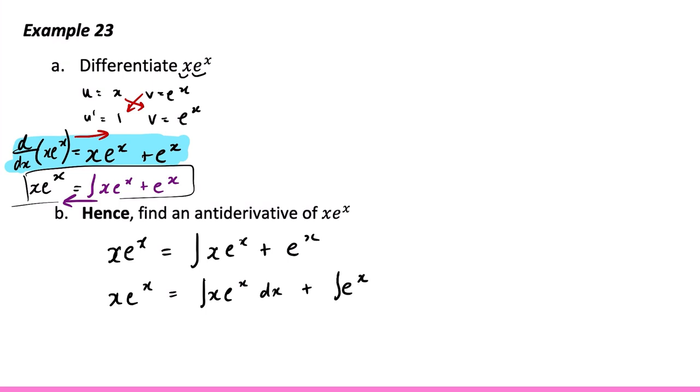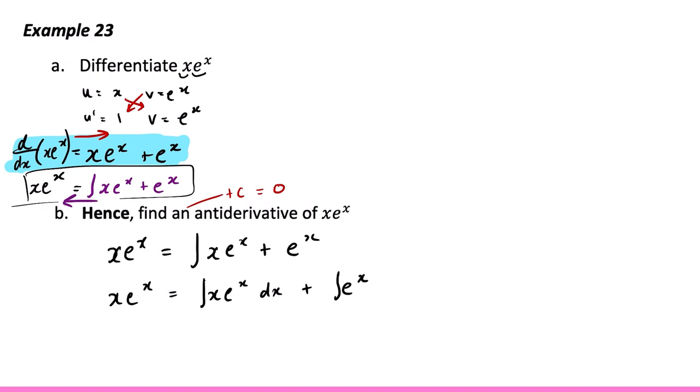Now, again, I'm just going to quickly point out, I'm going to do this only once. It runs throughout the whole thing. It says find an antiderivative, so we don't necessarily need the plus c, because the plus c that I'm going to assign is just going to be 0. If you want to include it, go for it. Okay. Hence find an antiderivative to x e to the power of x.